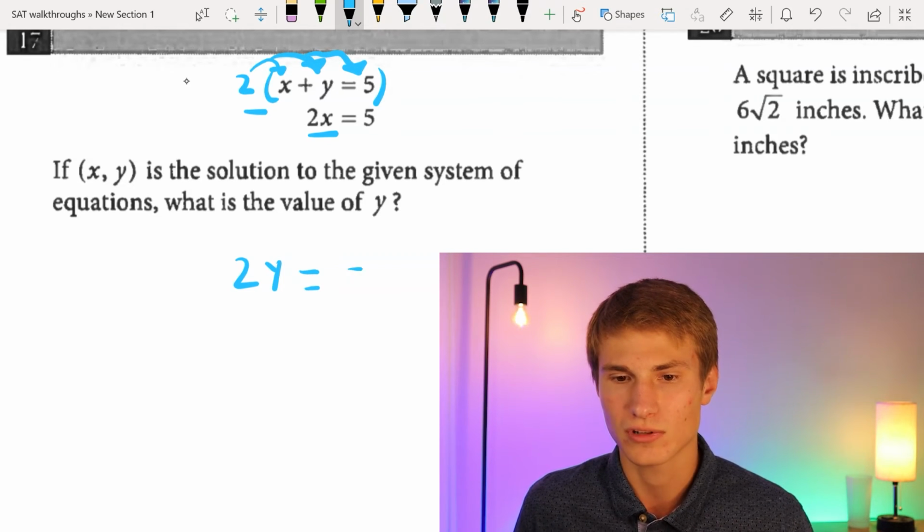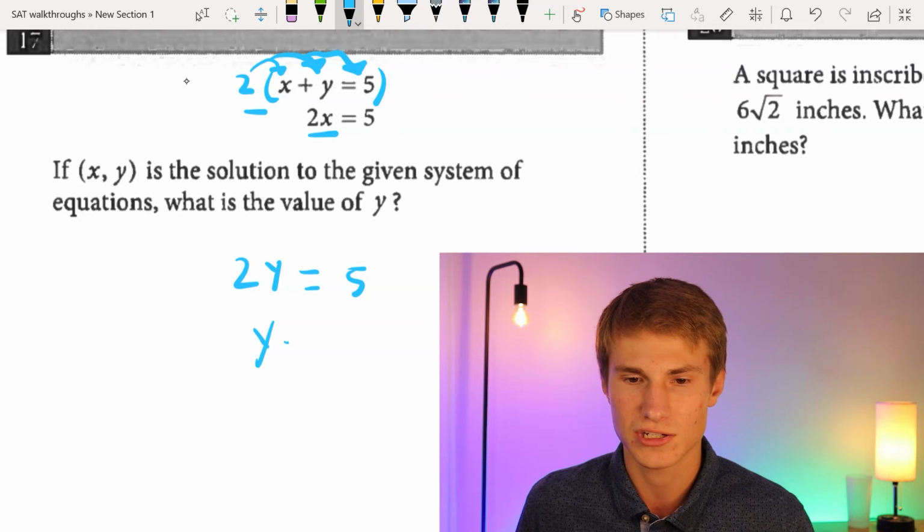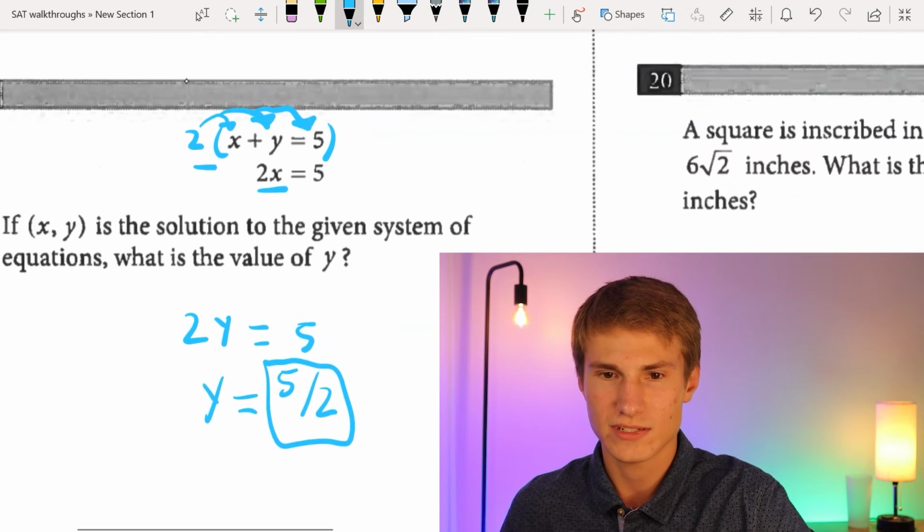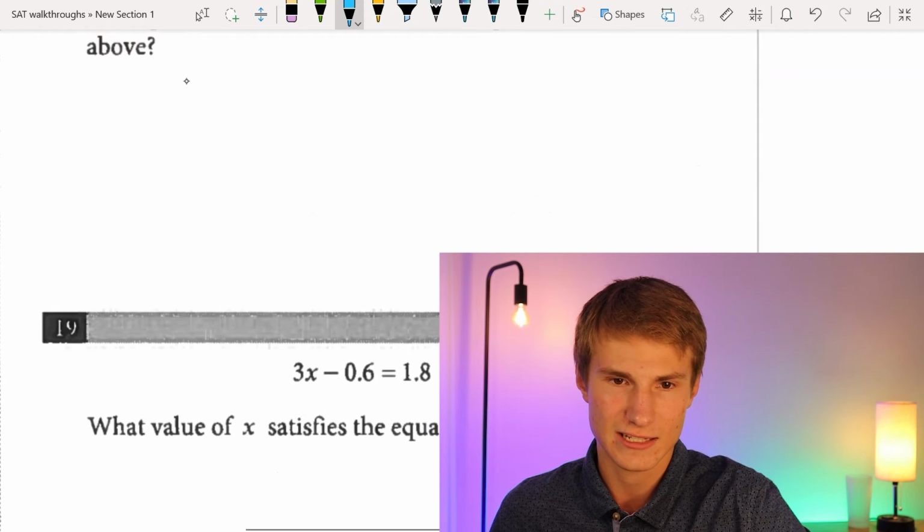10 minus 5 will leave me with 5, so I've got 2y equals 5. Divide each side by 2, and I'm going to get y is equal to 5 over 2 as my answer. All right, so 17, pretty easy there, just recognizing that stacked equation setup.